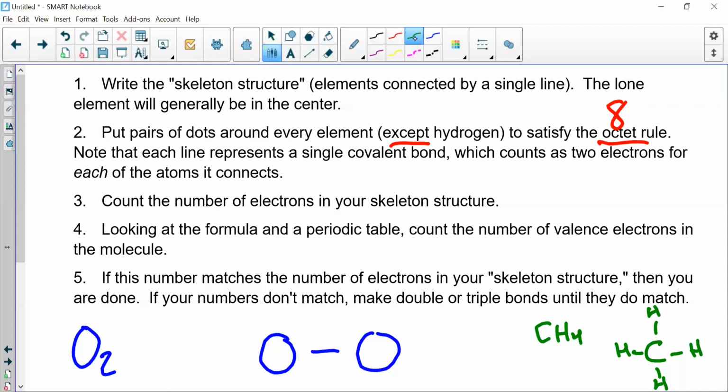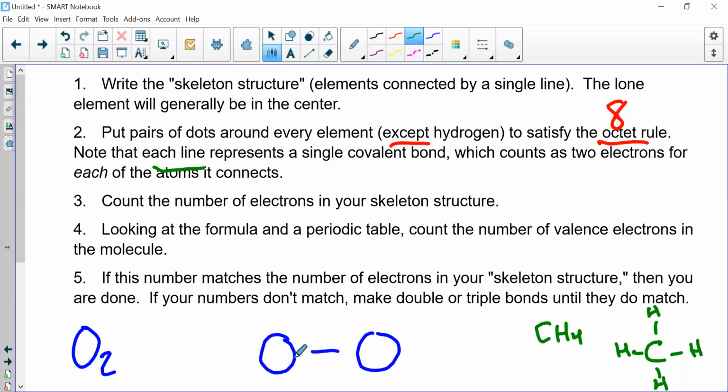So before I do that, note that each line, which is this line right here, or these lines here, each line represents a single covalent bond, which counts as 2 electrons for each of the atoms it connects. What that means is this oxygen has 2 electrons from this bond. And this oxygen also has 2 electrons. I know you're saying, well, how do they both have 2 if they're sharing? Well, that's just the way covalent bonds work. Both of these atoms are experiencing those 2 electrons.